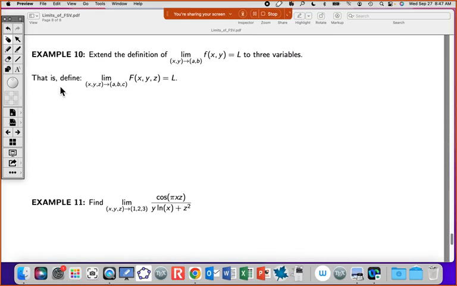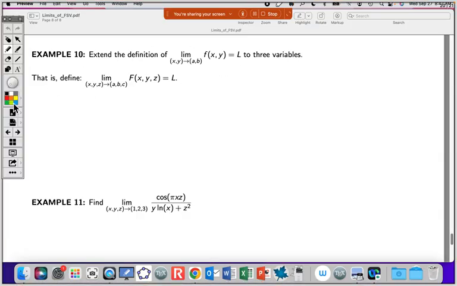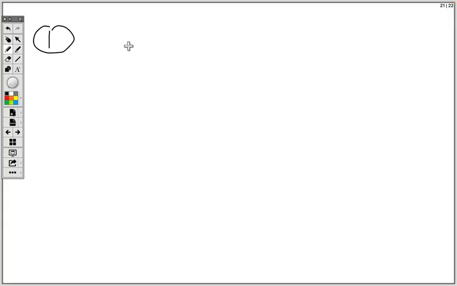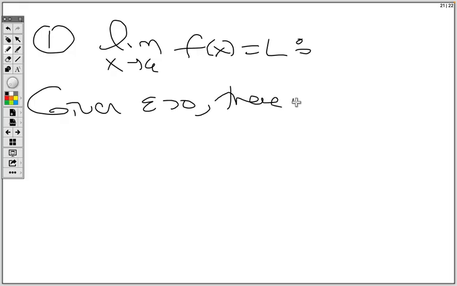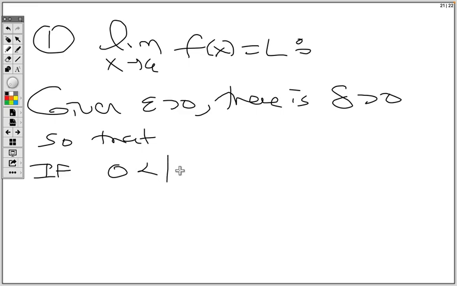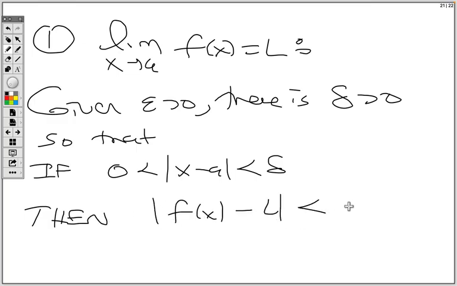All right. So how would we extend the definition to 3 variables? Let's see if we can go from 2 to 3. So let's just go through here. One dimension. Limit as x approaches a, f of x equals L. Given epsilon greater than 0, there is a delta greater than 0, so that if 0 is less than the absolute value of x minus a is less than delta, then the absolute value of f of x minus L is less than epsilon.